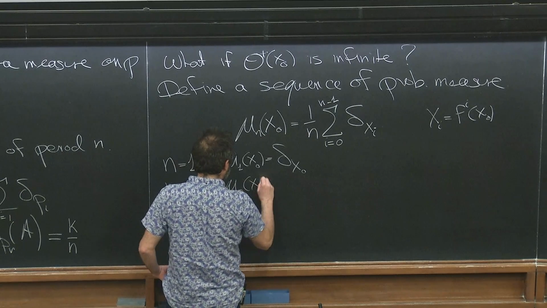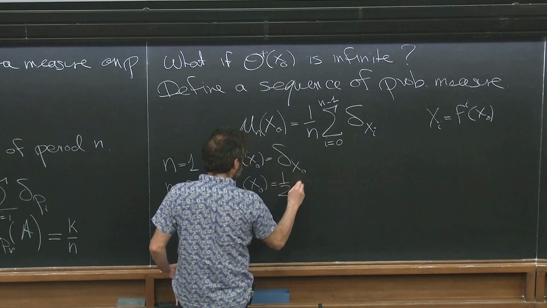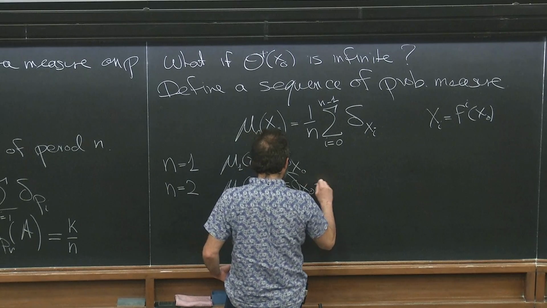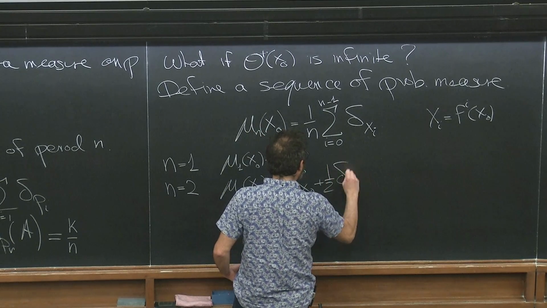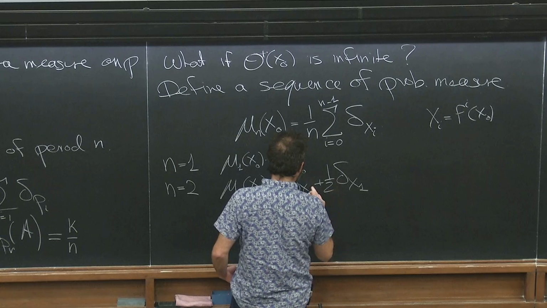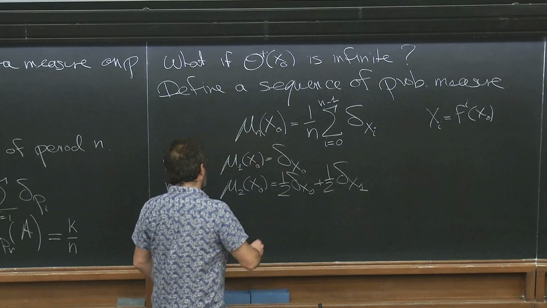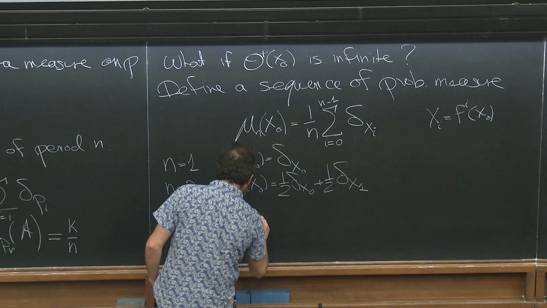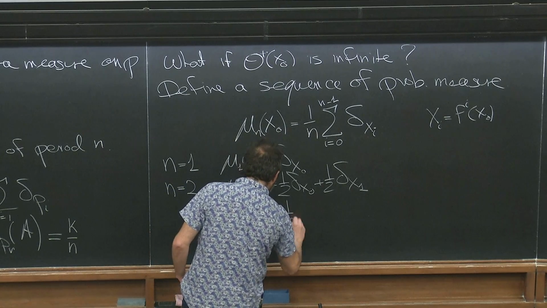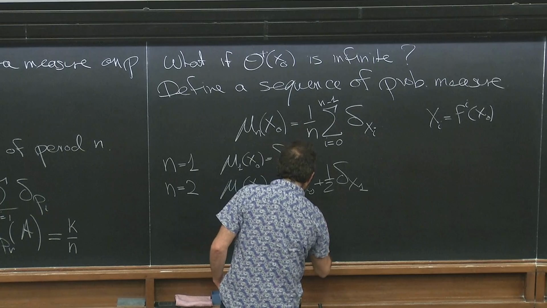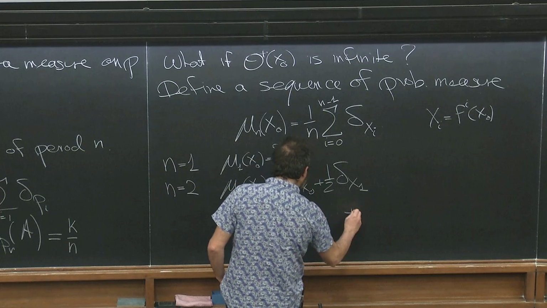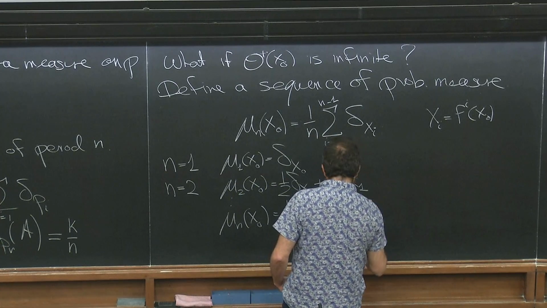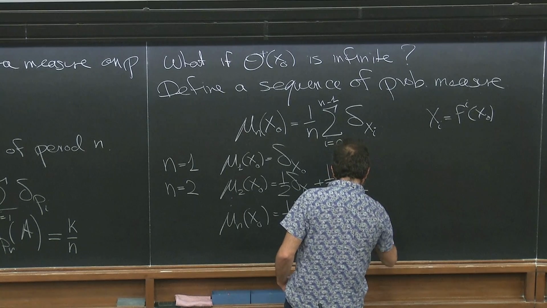We have mu2 of x0. And now we divide equally in these two, and so on, right? So mu n of x naught is equal to 1 over n delta x naught. So it's just like in the case of the periodic orbit, but here this is not periodic, right?